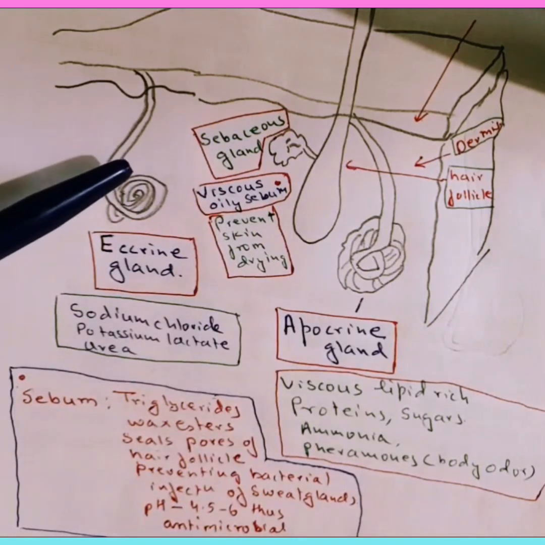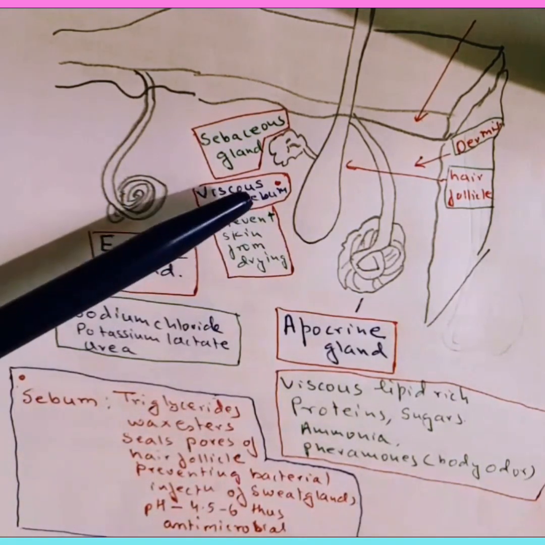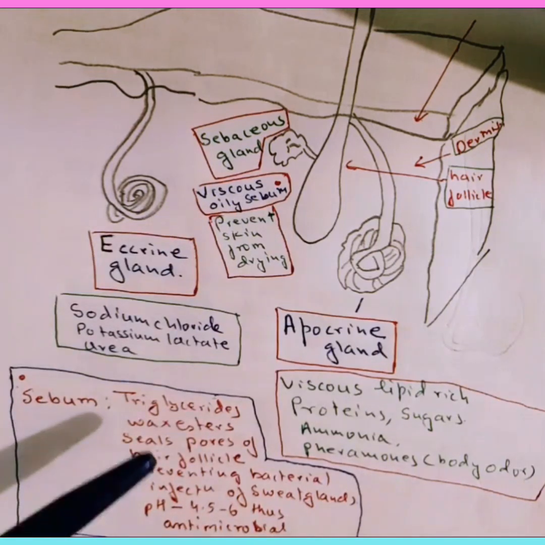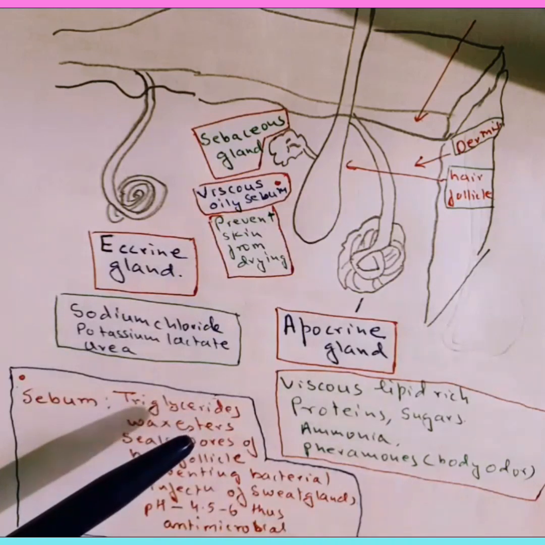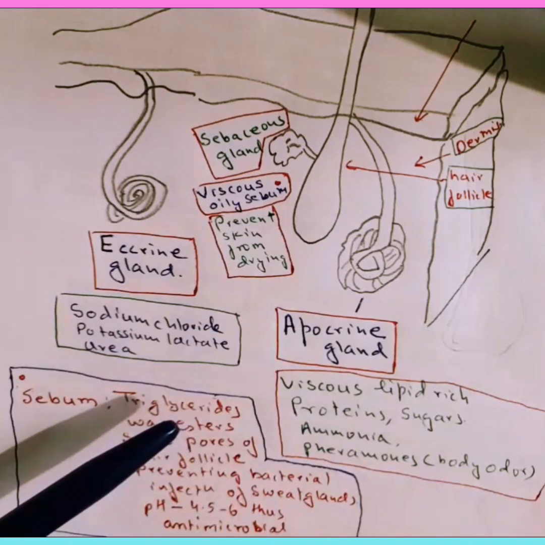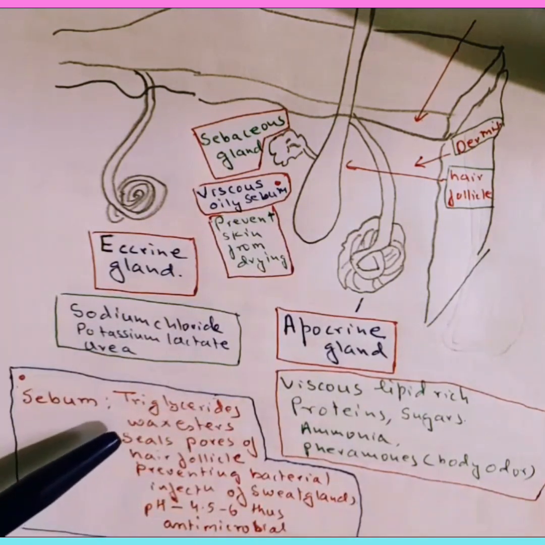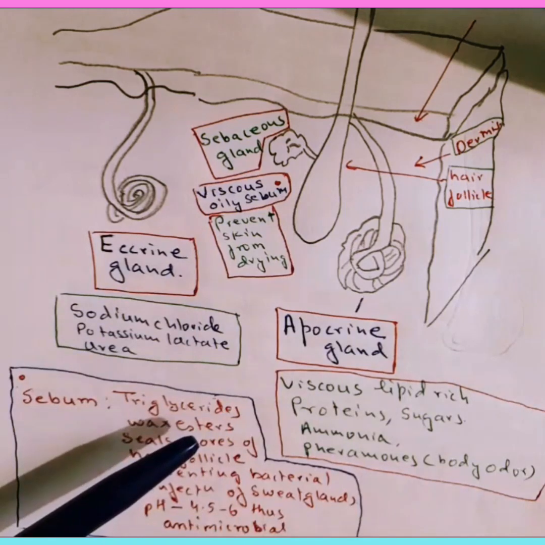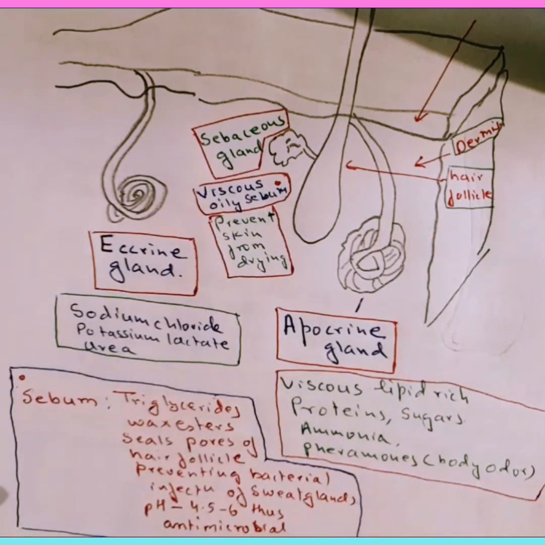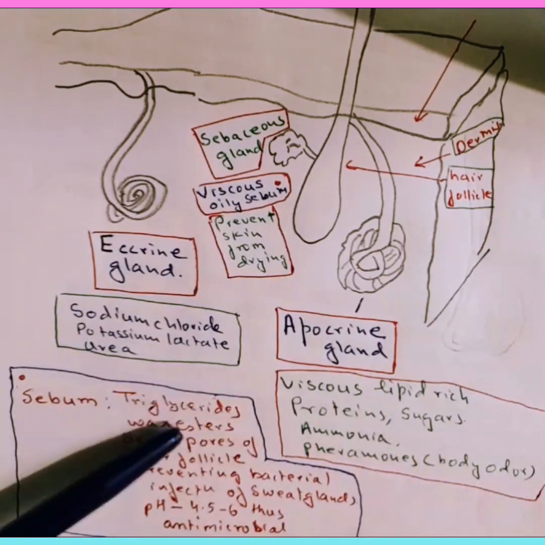The sebaceous gland produces viscous, oily sebum. Sebum is triglyceride. Triglycerides are oils which we apply in our hair, oils that we use for cooking. They are all triglycerides. As for wax, we know what wax is. Wax is also an ester of long chain fatty acids. Now these are all viscous.